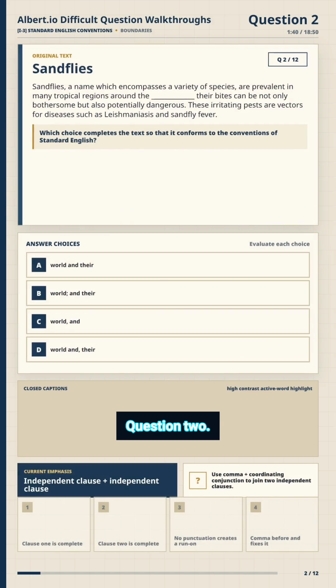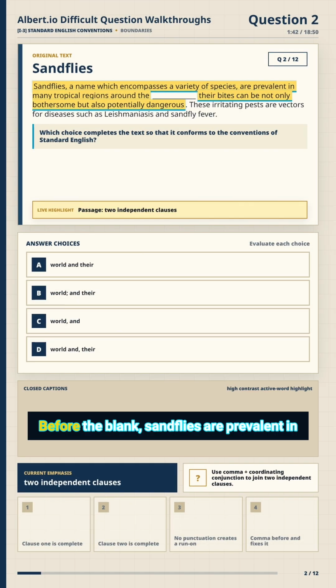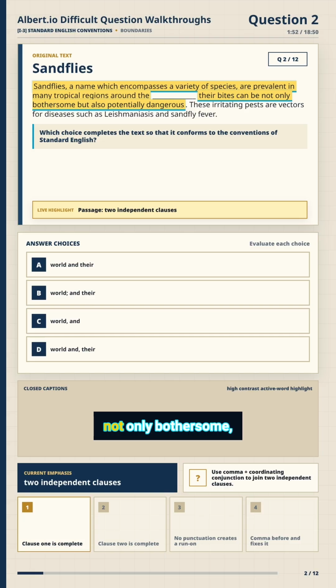Question 2. Before the blank, sandflies are prevalent in many tropical regions around the world. Subject, verb, complete thought. This is an independent clause. After the blank, their bites can be not only bothersome but also potentially dangerous. Again, here we have a subject, a verb, and a complete thought, so this is another independent clause.